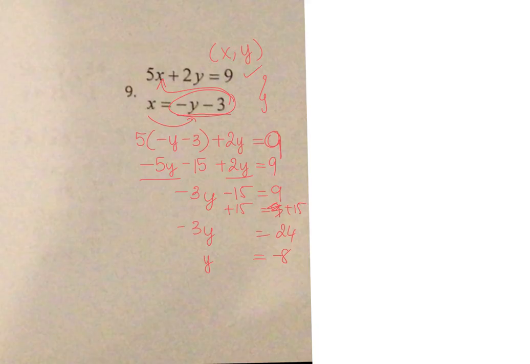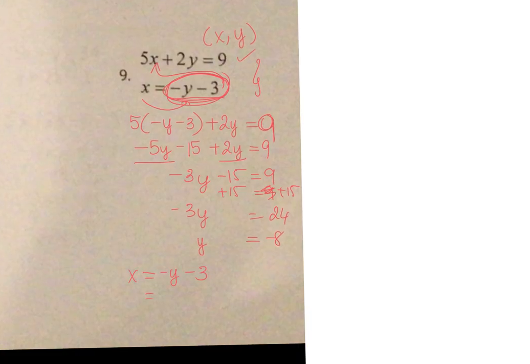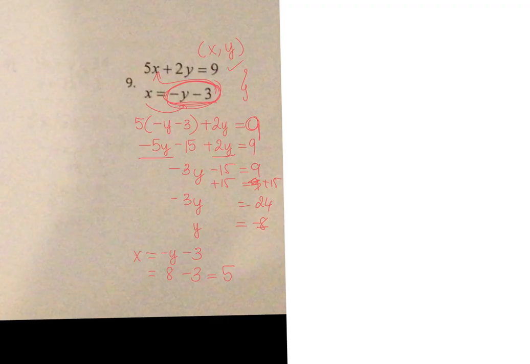So since I find x, I'm gonna plug it in here. x is negative y minus 3. So we're gonna have minus of minus 8 will be 8. Minus 3, x is 5. And the solution of the system of equations is 5 comma negative 8.